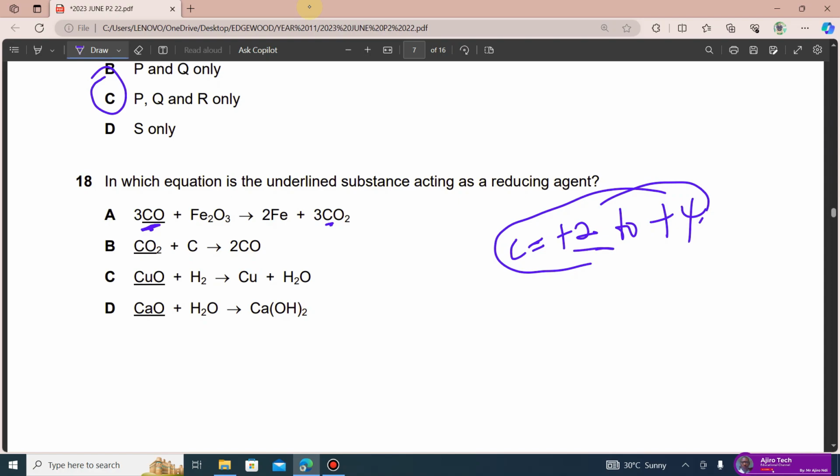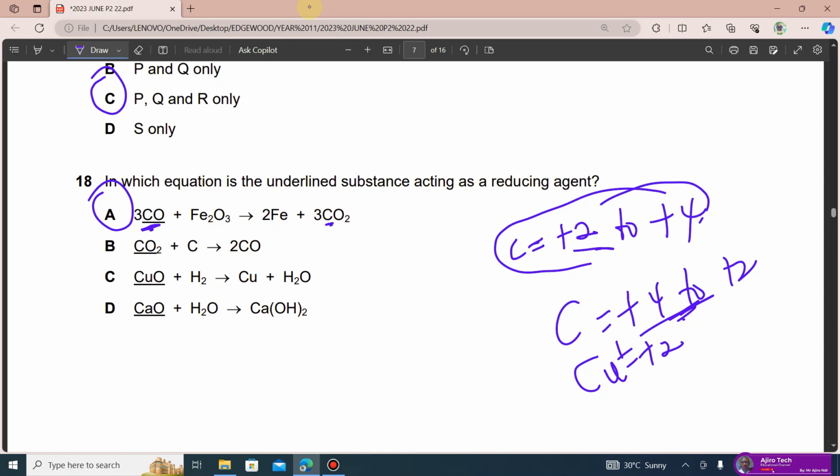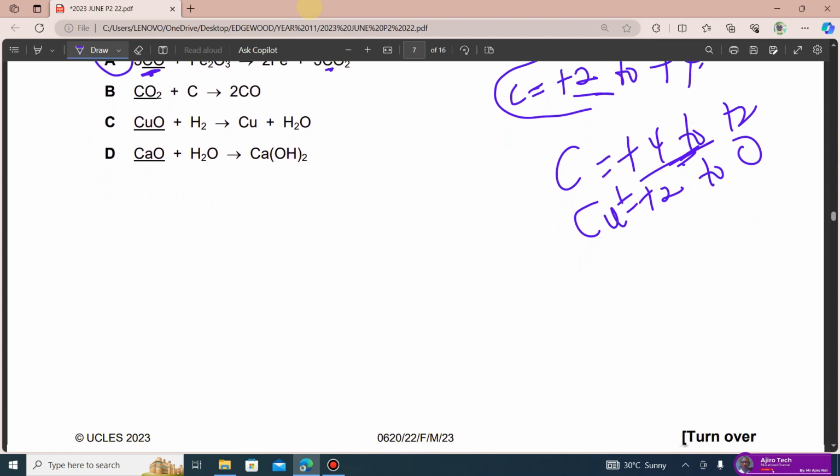But let's check the other options. A should be the correct one, but let's confirm that the others follow that pattern. In option B, carbon moved from +4 to +2. This is reduction, more like an oxidizing agent, so option B is off. For the third option, option C, copper moved from +2 to 0. This is also reduction. So if we check the others, you see that the principle follows. A is the answer to that.